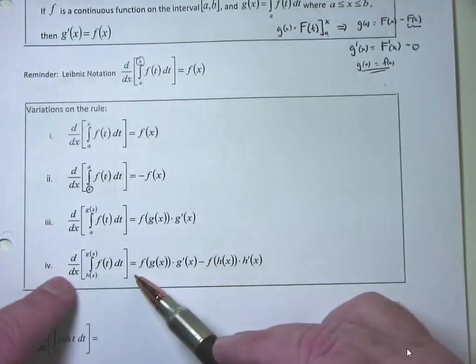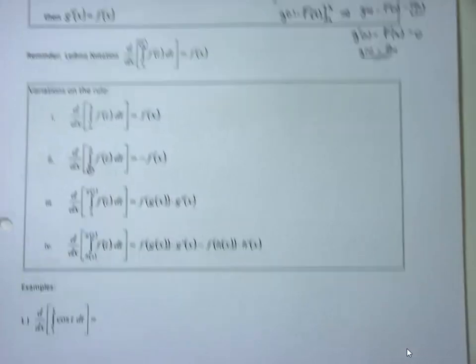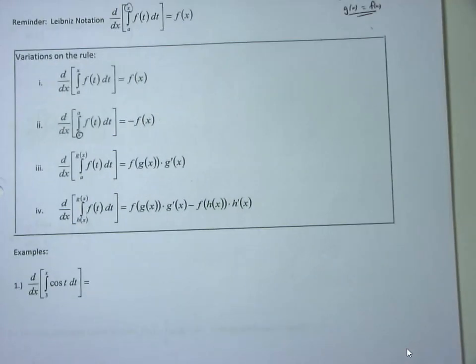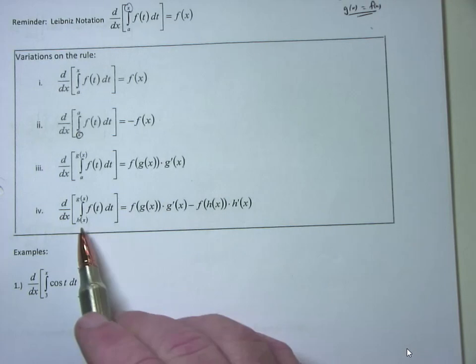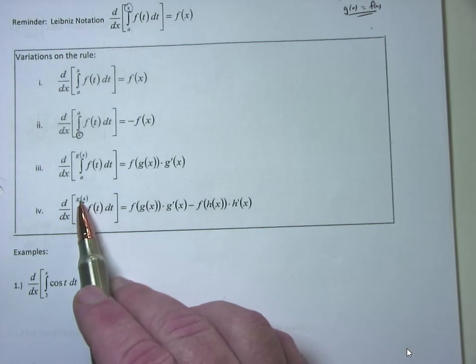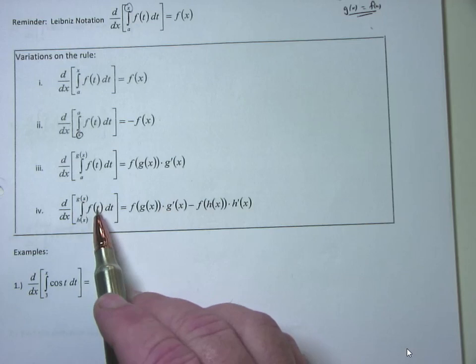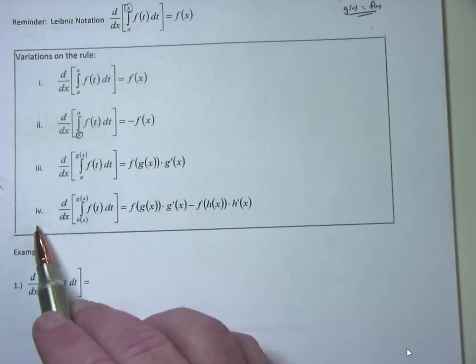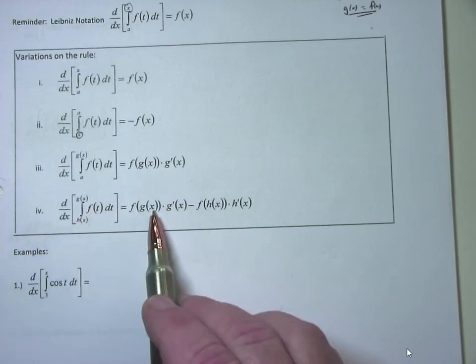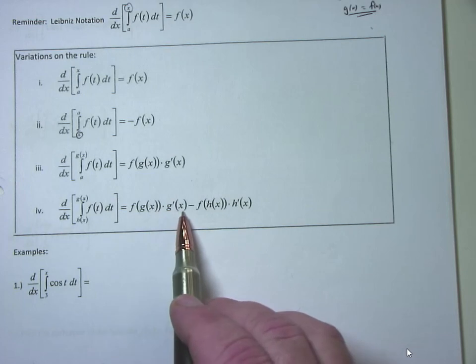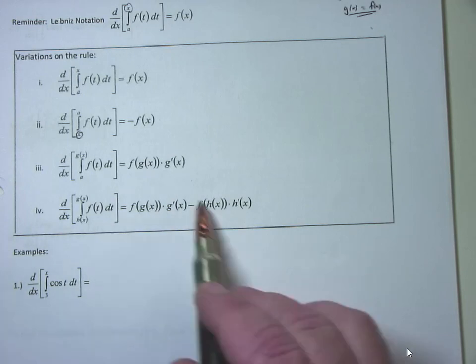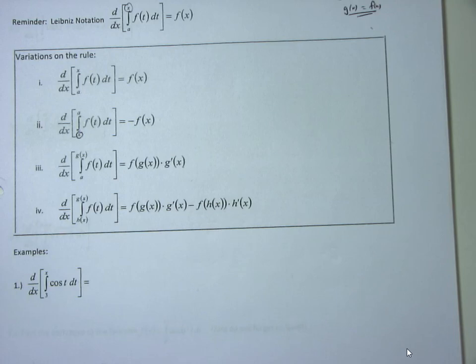So you get your last one, which makes it a little more complicated, and that is the derivative of the integral from some function h of x to the other function g of x of f of t dt. The derivative and the integral cancel, so you plug the top into the f function, times the derivative of what you plugged in, minus plug in the bottom into your function, times the derivative of what you plugged in.